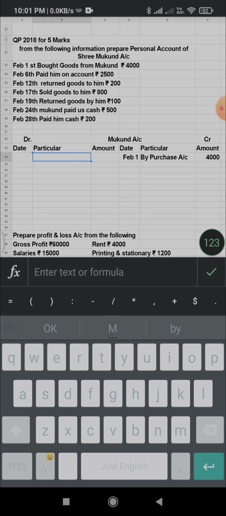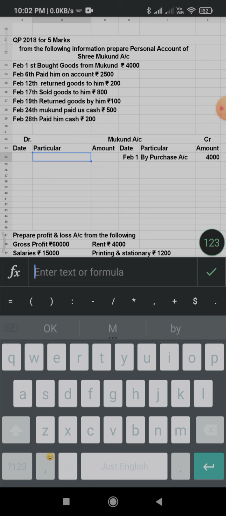Next, February 6th, paid him on account rupees 2,500. Here on account means we are paying cash to Mukund. Initially we purchased the goods on credit basis, so that amount we are paying now. How much are we paying? 2,500. What is the entry? First, in business, what goes out? Cash goes out, so the cash account should be credited.